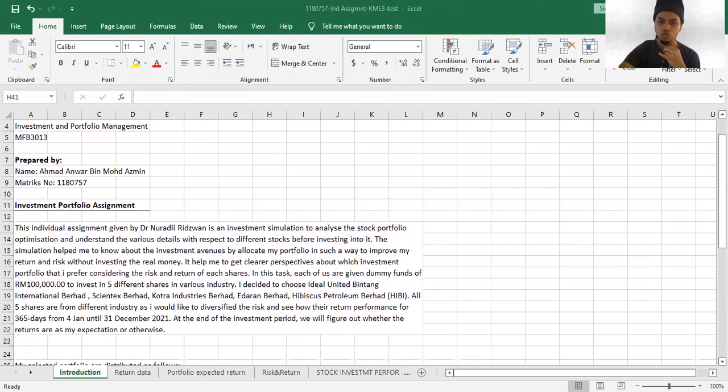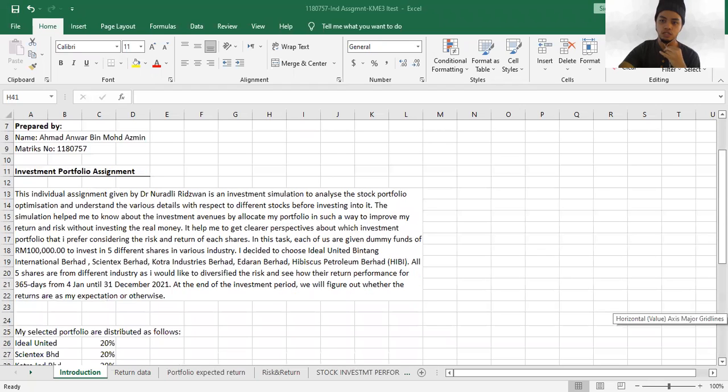So I decided to choose Idea United, Bintang Berhad, Science Tech Berhad, Kontrak Industri Berhad, Edaran Berhad, and Hibiscus Petroleum Berhad. These five shares come from different industries, as I would like to diversify my portfolio and see how their returns are over 1 year, which is 365 days.